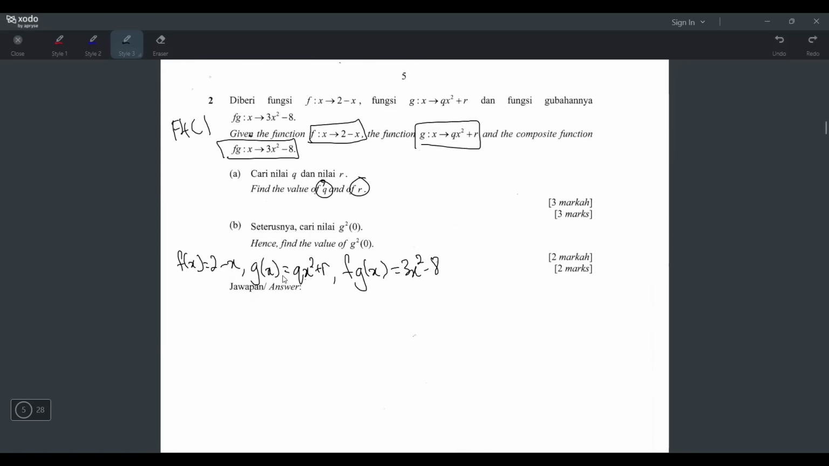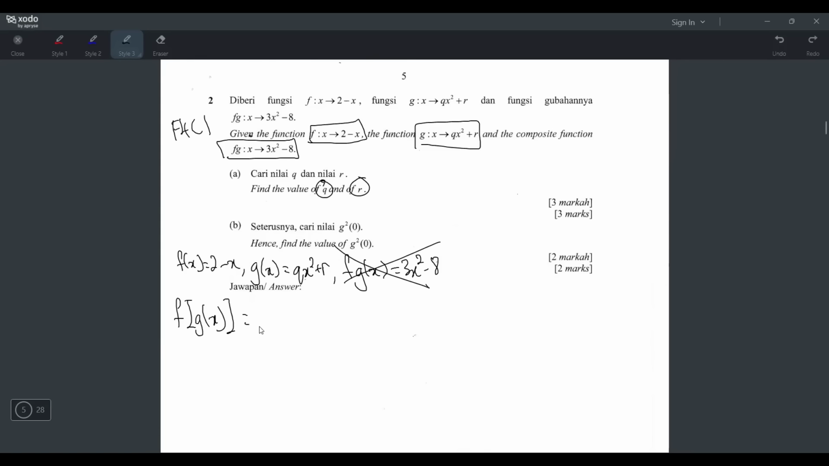Okay, they give us f(x), g(x), and fg(x), right? So how can I find the q and r? Okay, this is the plan. We have to find our own fg(x). They did give us the fg(x) here, but this one is what they gave. I don't want the one they gave. I want the one I find myself. I want to find my own fg(x), and then I will compare my own fg(x) with the fg(x) they gave. So I will find my own fg(x), and I will not look at this.